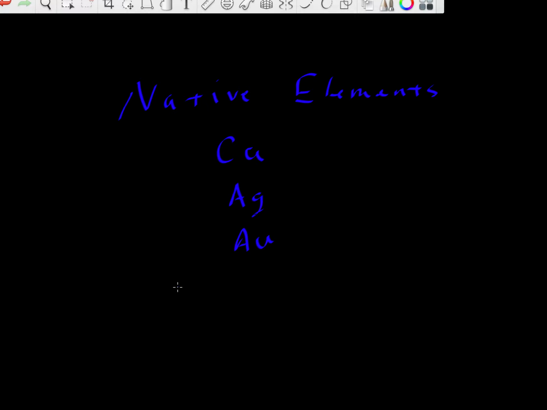The other kind of native elements that we can have are non-metallic. So these are native elements that are metallic. And then we can have carbon, which is the basis of graphite or diamond, if you're lucky enough to find one of those. So in this case, this is a non-metallic.